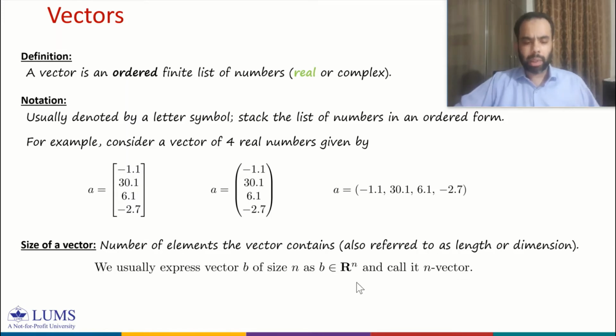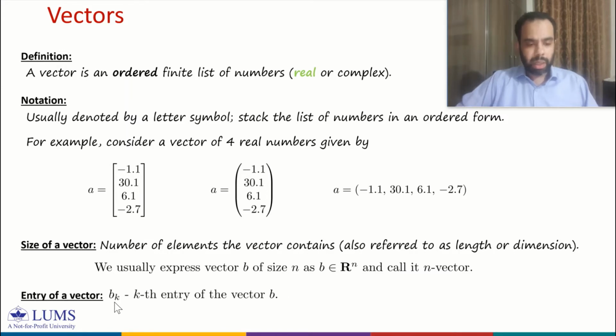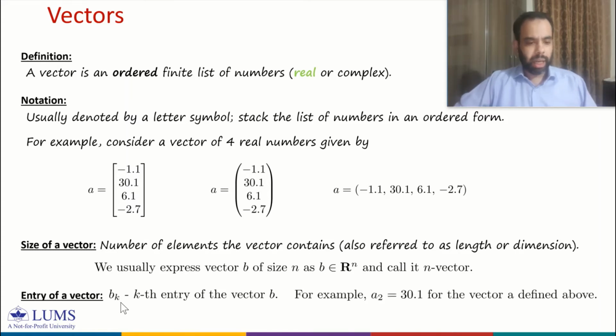So there are different names: b belongs to Rn, or n-vector. We will be using these terms interchangeably. We also define the notation to represent an entry of a vector. We use bk, b subscript k, to denote the kth entry of the vector b. For this vector a, for example, the second entry a2 is 30.1.